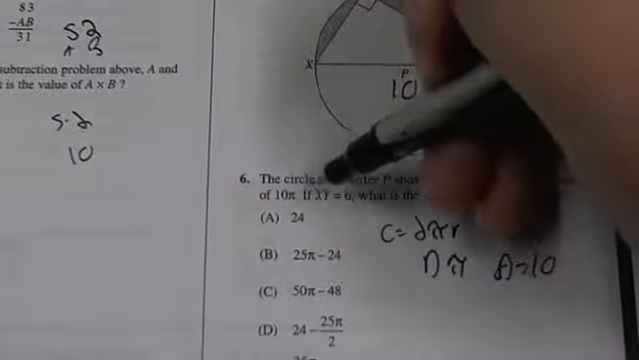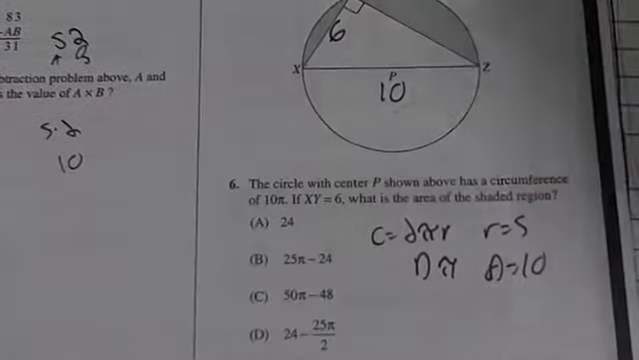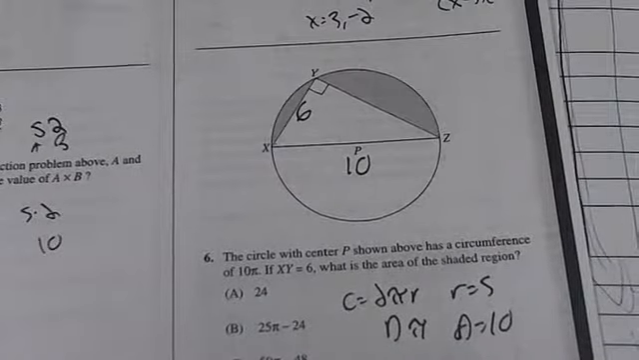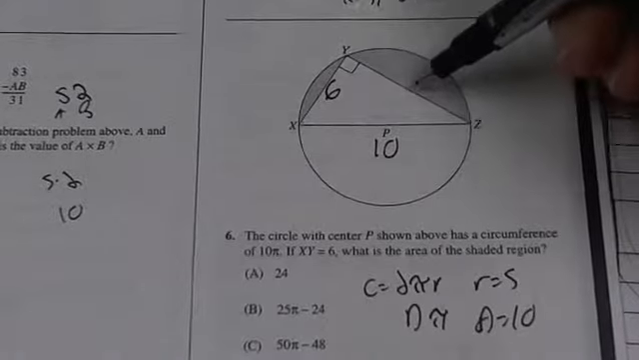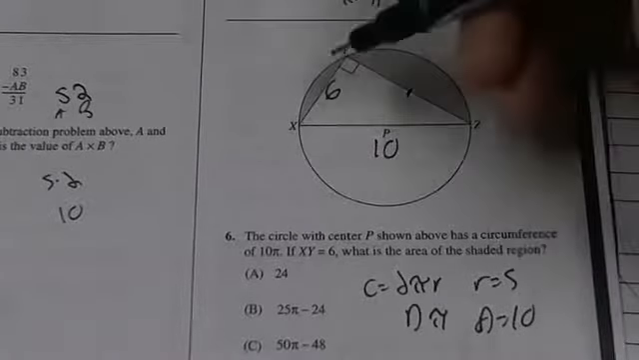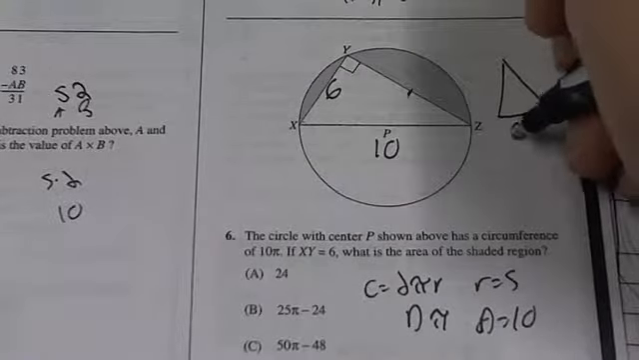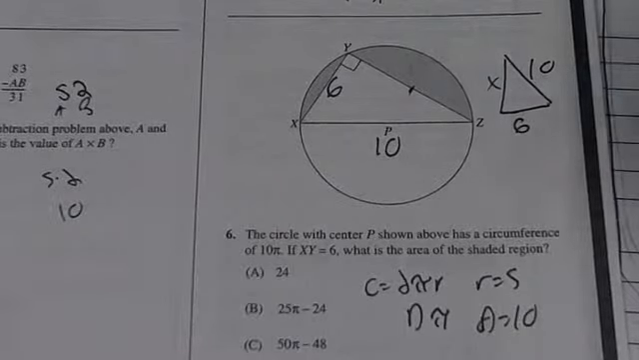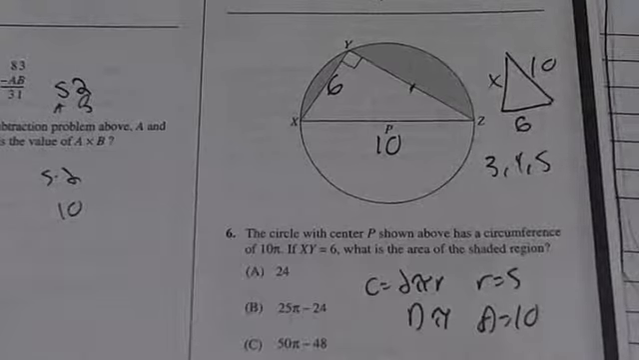And it says if XY is 6, so this is 6 right here, what is the area of the shaded region? So first, we have to find what the other side is. This is a right triangle with a 6 and a 10. So what is x? If you know, it's a 3, 4, 5 right triangle.